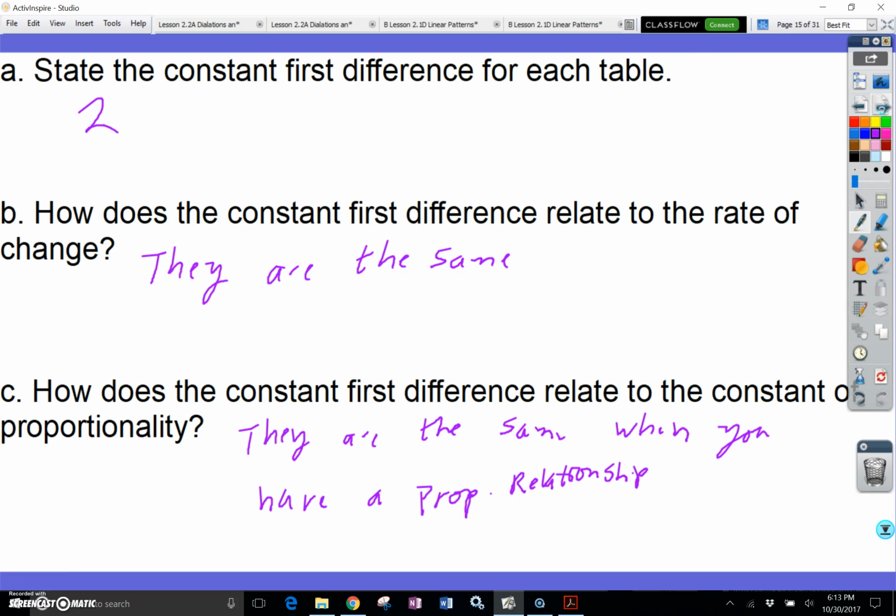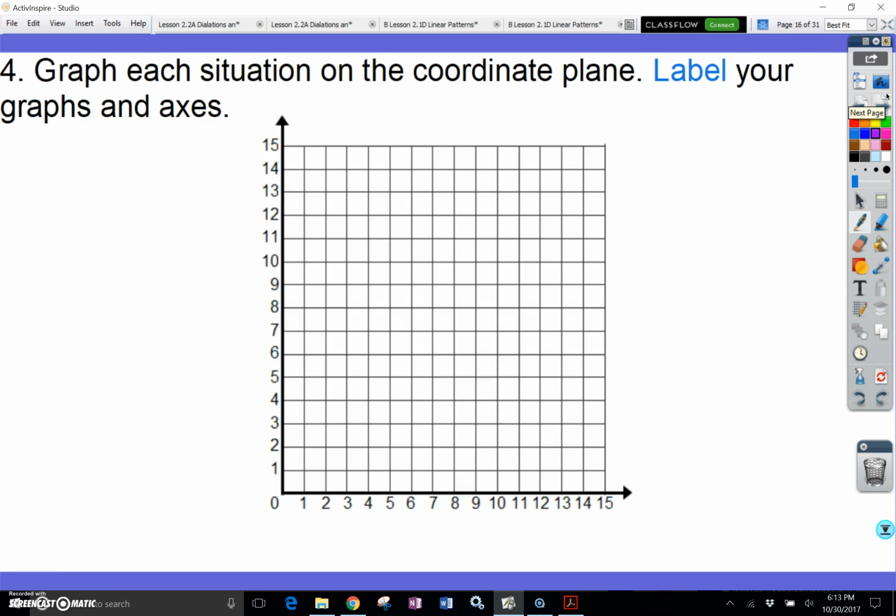Awesome. Alright, so now if we graph each situation on the coordinate plane, we're going to label our axes. The first one is popcorn sold, and the next one was basically the money they got. So I'm going to have Oliver in purple. He sells 0, he gets $0. He sells 1, he gets $2. 2, he gets $4. 3, he gets $6. 4, he gets $8. So on and so forth.